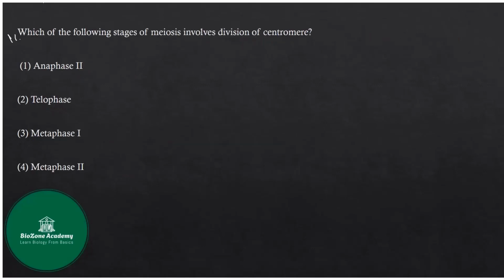Next, which of the following stages of meiosis involves the division of centromere? Options are anaphase 2, telophase, metaphase 1, metaphase 2. So the correct answer is anaphase 2.